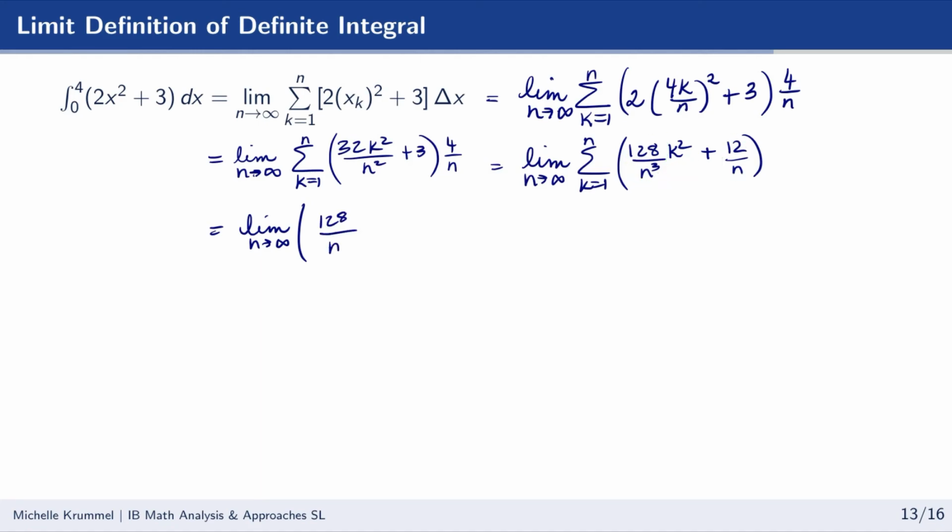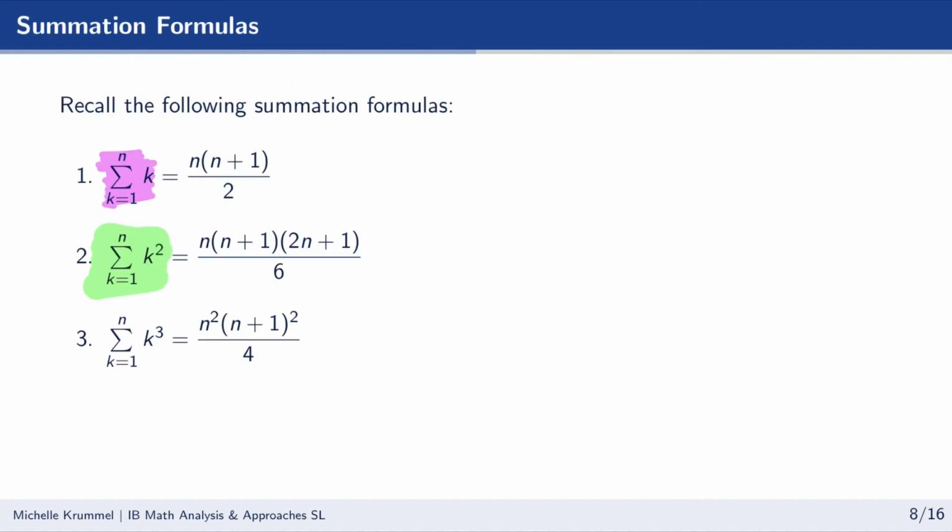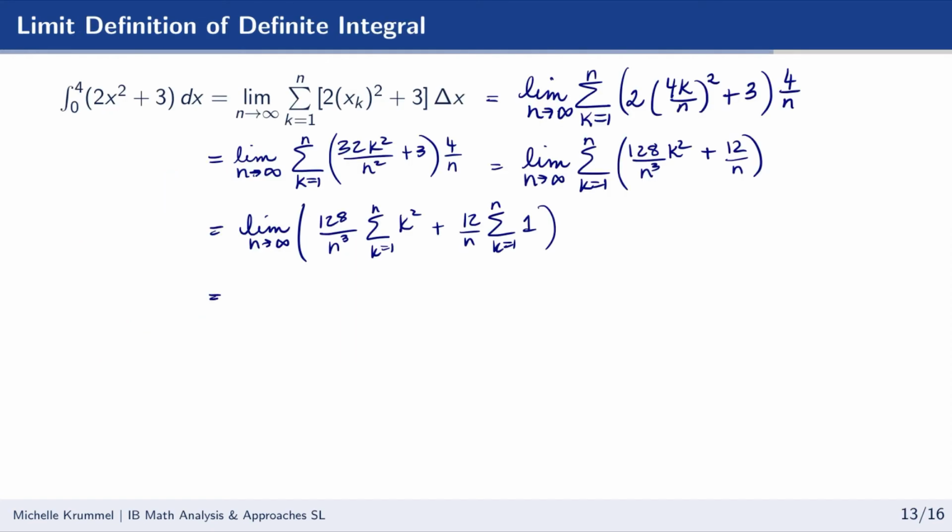128 over n cubed times the sum of k squared, k equals 1 to n, plus 12 over n times the sum, k equals 1 to n, of 1. And then we'll go back to our properties and formulas here. We need the formula for the sum of squares. And that is this one right here. So it's n times n plus 1 times 2n plus 1 over 6.